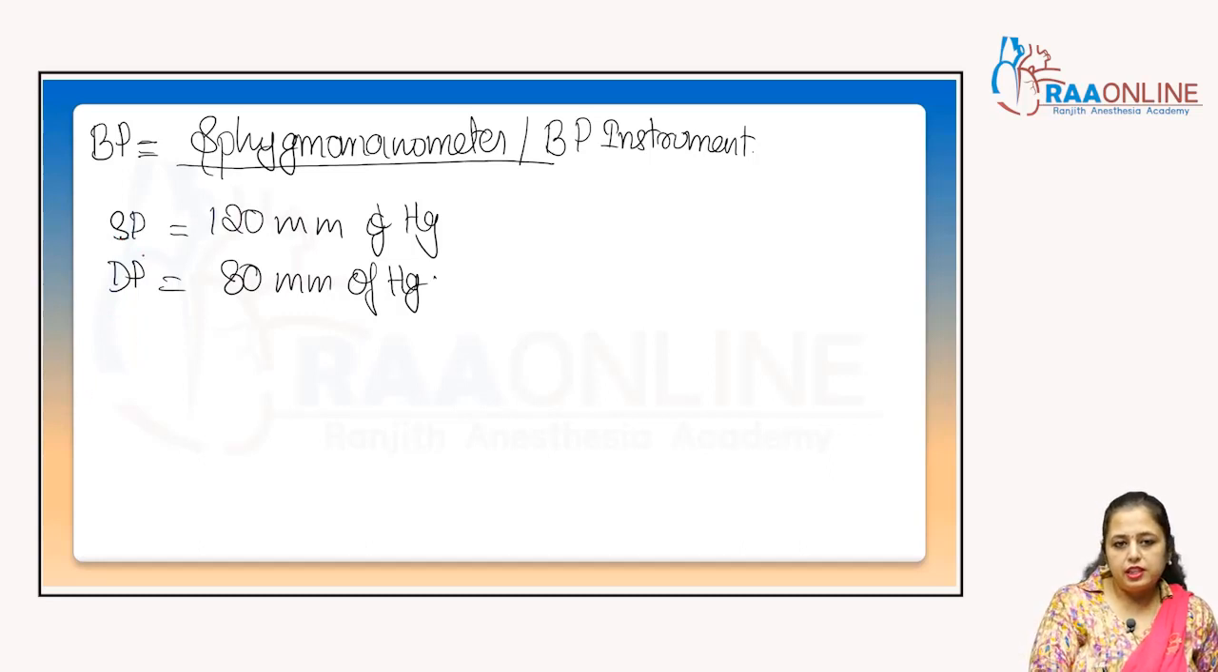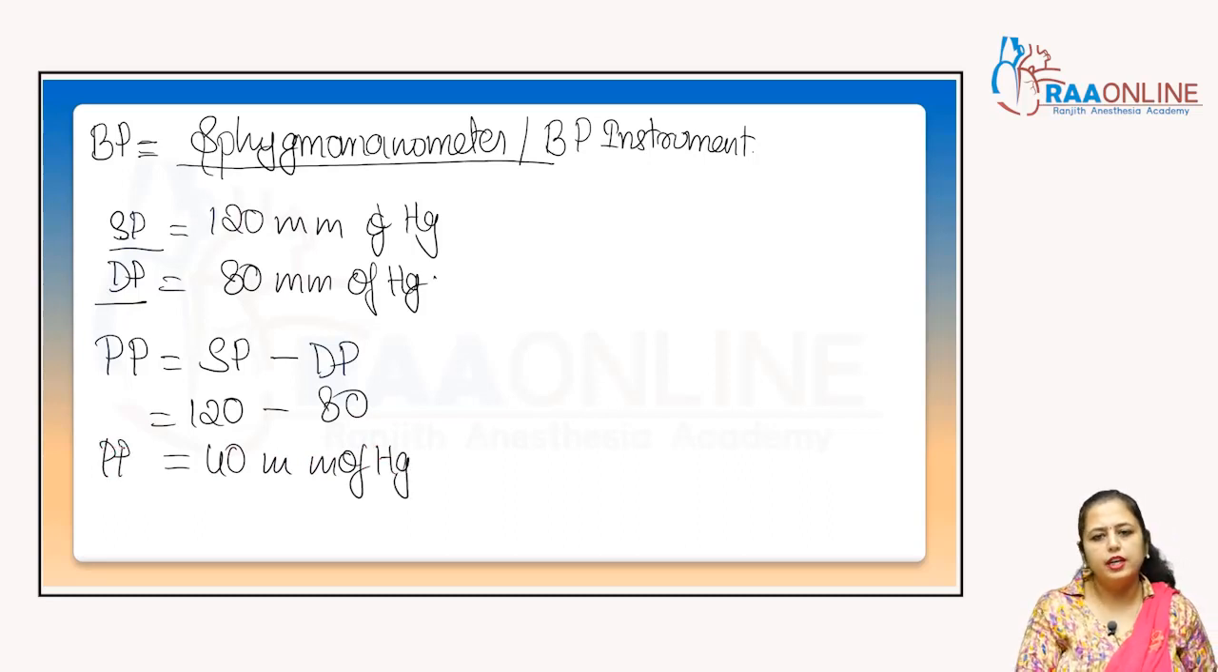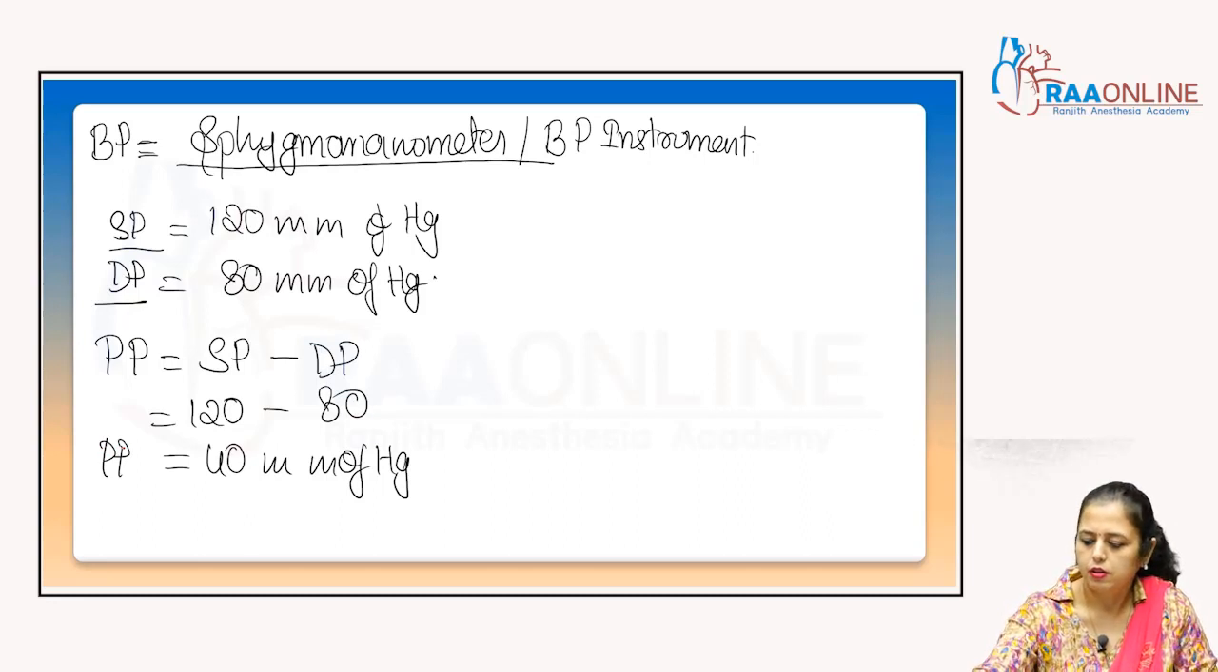When we take the SP and DP, we can calculate the pulse pressure. There is a formula: pulse pressure is equal to the systolic pressure minus the diastolic pressure, right? So 120 minus 80, that is 40 mm of Hg. Pulse pressure is 40 mm of Hg, right? So this is all about the blood pressure.